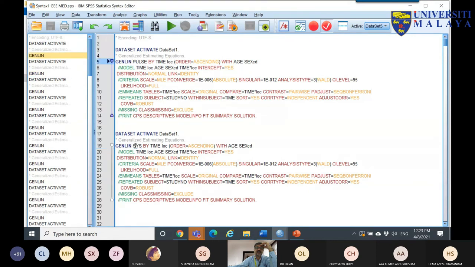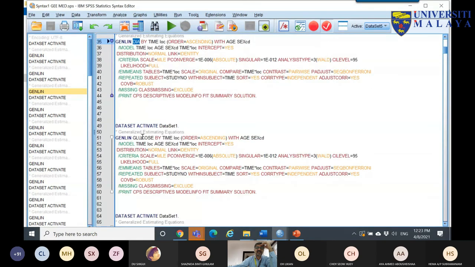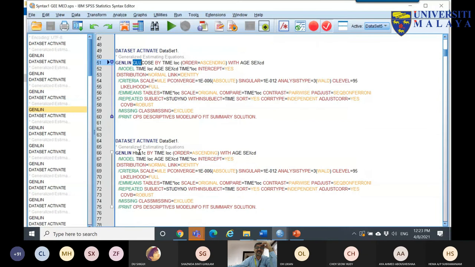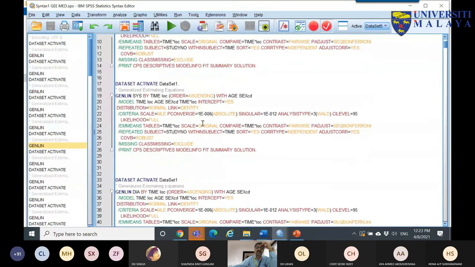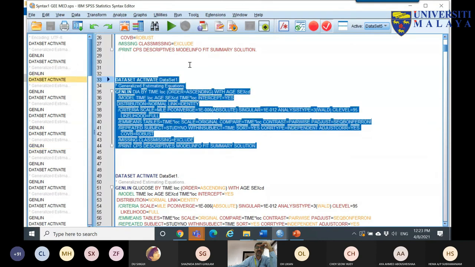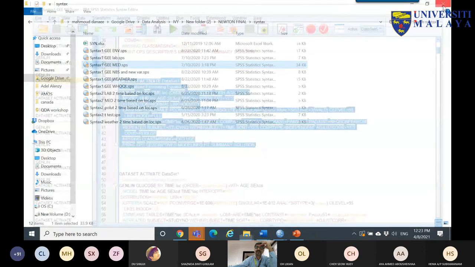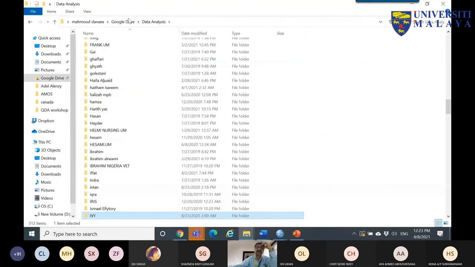This is the systolic blood pressure. This is pulse rate. This is diastolic. This is glucose. This is the hemoglobin, and cholesterol. So remember, I save all my syntax. Suppose that I found that one of the analyses was wrong. So I just select this one, open my data and run it. Anytime, and look at here, I save all my syntax.